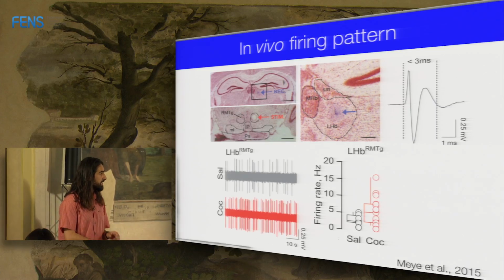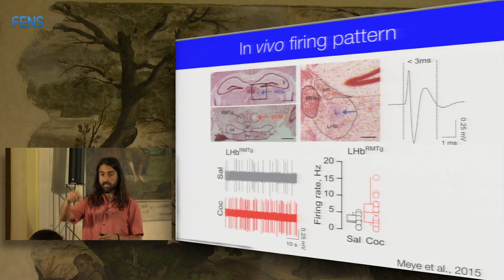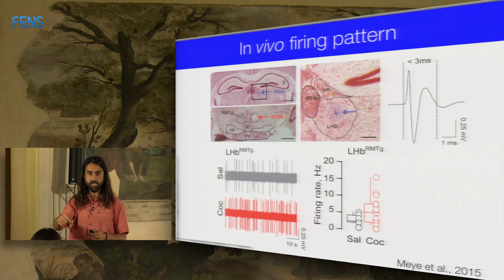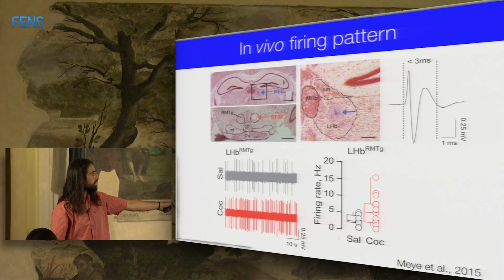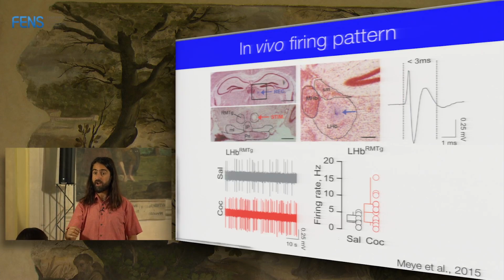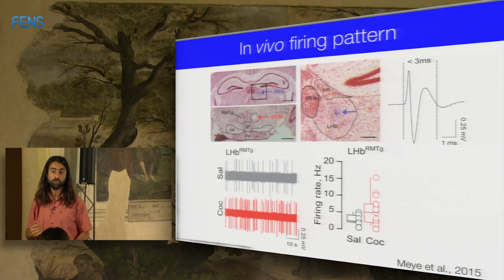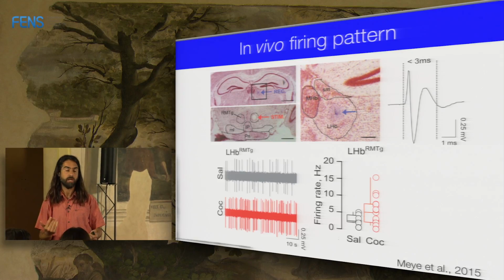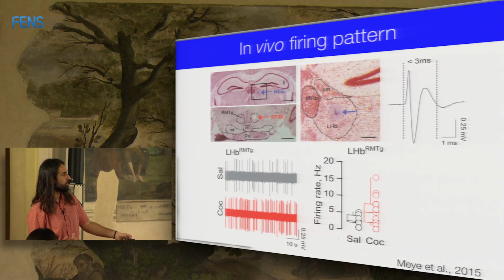So here is the firing of these neurons that project their axons to the RMTg, and they were identified by what is called antidromic stimulation, basically placing a stimulating electrode here in the RMTg, giving a stim, and identifying whether this backpropagating action potential was indeed present in the recorded neurons. So we could discriminate different neuronal populations like this. What we find is basically the following.